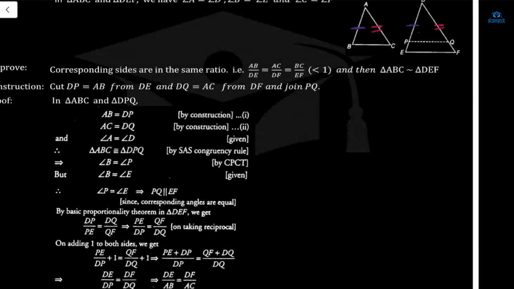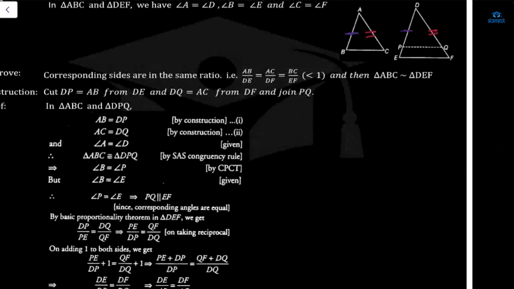Now, as you can see, with the help of construction, AB is equal to DP, AC is equal to DQ, and angle A is equal to angle D, because that is given in the question. Okay, so from these three, two constructions and one given, we can say that both the triangles, that is the triangle ABC is congruent to triangle DPQ. I'm talking about DPQ. These two triangles are congruent.